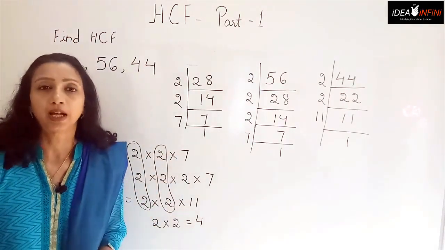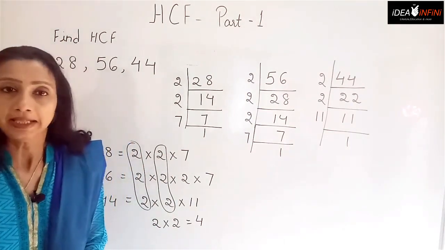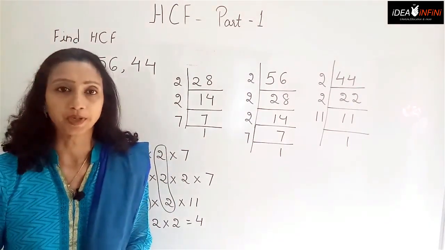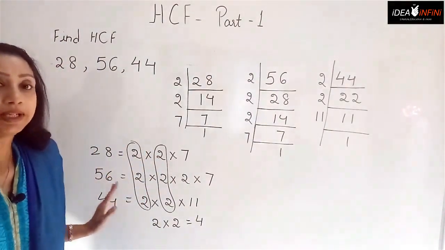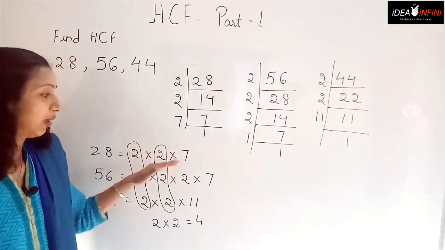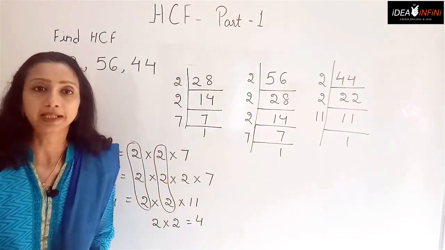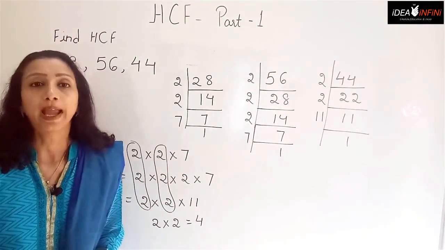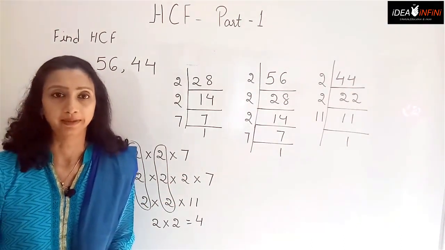This way we can find out the HCF of 4 numbers, 5 numbers, but this turns out to be a tedious process because we have to write, now the numbers are smaller. If the numbers are bigger, we have to find out the factors first and then find out the common factors. That's a tedious job. So we do the prime factorization method. That we will be dealing with in the next part.